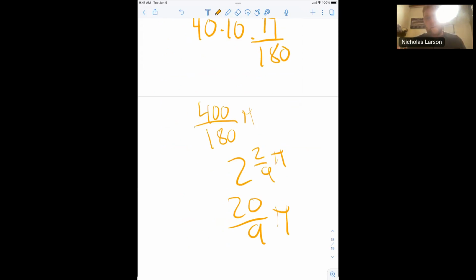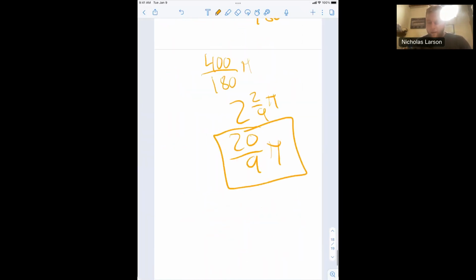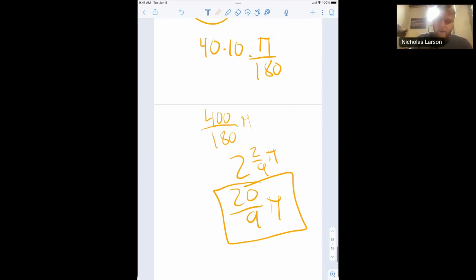You want to simplify that down, and I'd probably use this. So what's my arc length? My arc length is 20 over 9 pi. And I got that by simplifying. I know they got a 10 involved, so I can divide by 10, divide by 10, 40 over 18, divide by 2, 20 over 9.